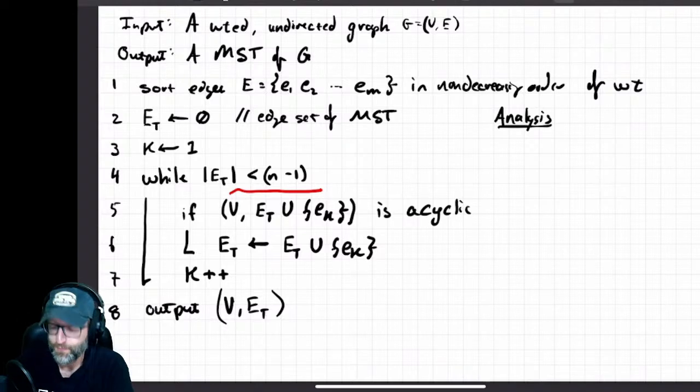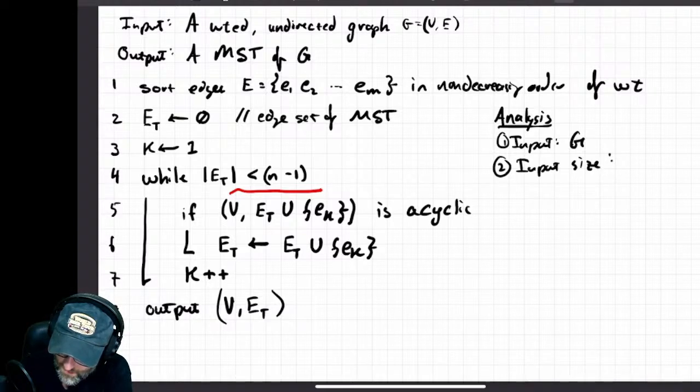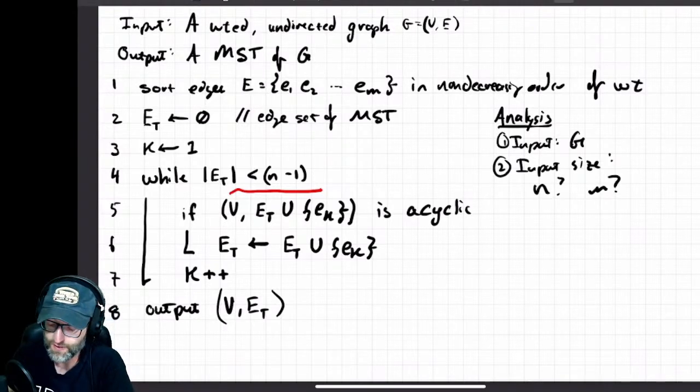First of all, what's our input? It's a graph. What's our input size? N, the number of vertices in the graph, or M if you want to focus on edges, right? So the input is G. What's the input size: N or M? The number of vertices, or the number of edges? Well, let's look at what we're doing in here.